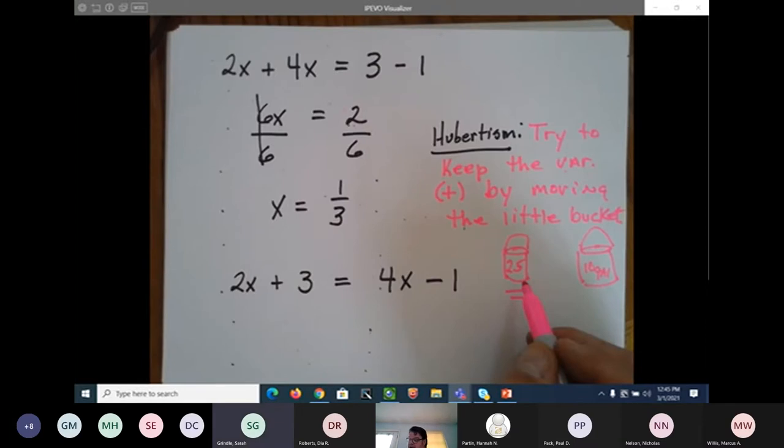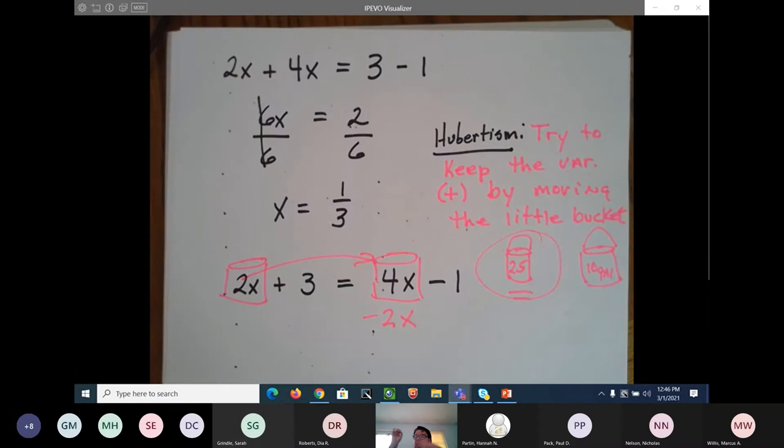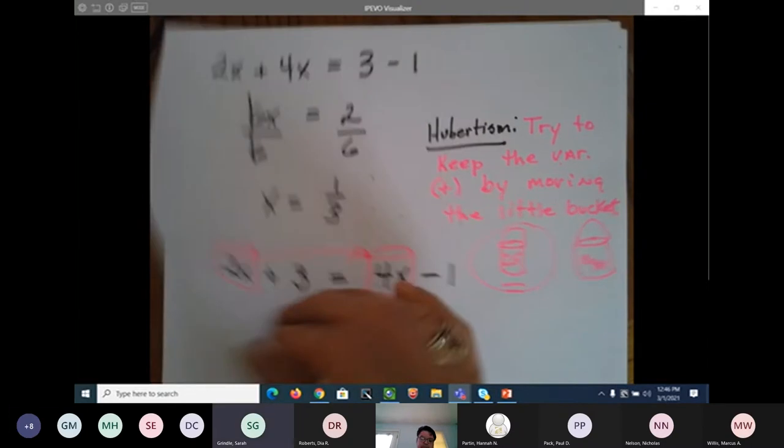Where is the smallest bucket between 2x and 4x? Two. So I'm going to take the 2 across the river. Now, this is when students go, oh, my God, oh, my God, and they start convulsing because they've been brought up that they have to put the X's on the left-hand side. Well, I'm going to leave this right here, and I'm going to show you something.